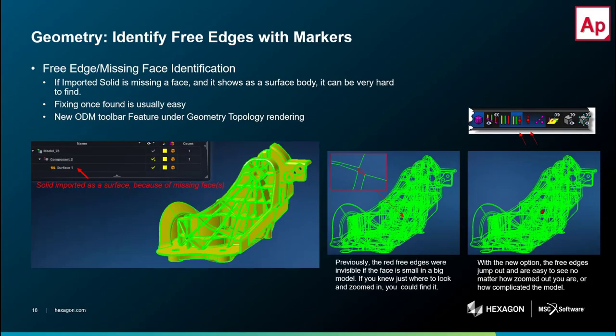Next up is a request by many users over the past few years, which is the ability to identify free edges with markers automatically. Apex has the ability to find and fix pretty much every type of geometry feature available, but something that was missing in previous versions of Apex was the ability to find a missing face or a missing edge that prevented the geometry from being a solid, watertight piece of geometry available to mesh. Now, in the new visualization toolbar, there is a new icon that allows the free edges to jump out automatically and are easy to see, no matter how zoomed out or zoomed in you are.